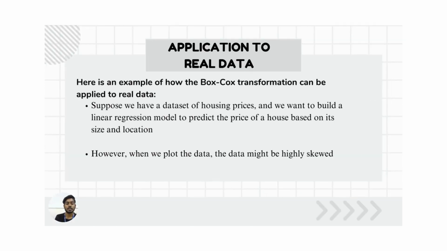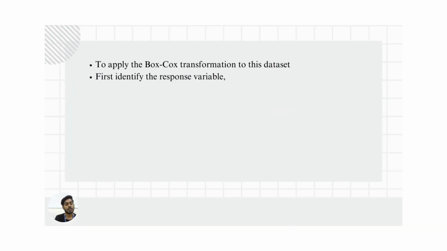Here we will see the applications in real life data. Here is an example of how the Box-Cox transformation can be applied to real data. Suppose we have a data set of house prices and we want to build a linear regression model to predict the price of a house based on its size and location. However, when we plot the data, it might be highly skewed.